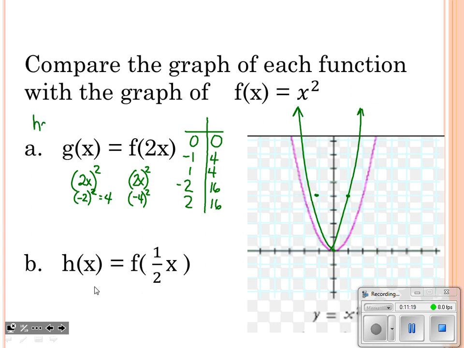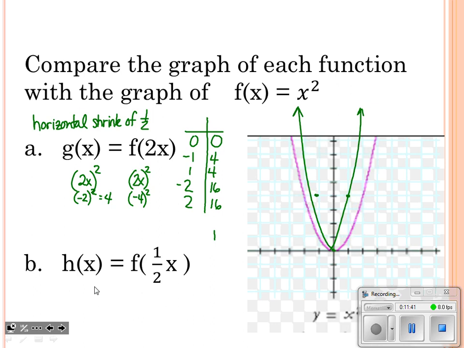So that's why when we describe this one, it's a horizontal shrink of a half. Okay, and I think the picture helps out seeing that a lot. It's half as wide. It was a horizontal shrink of a half. All right, let's go on to the h of x one.